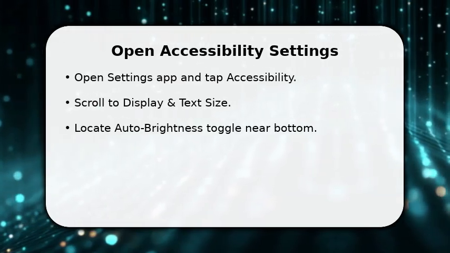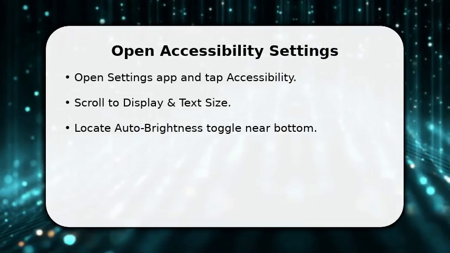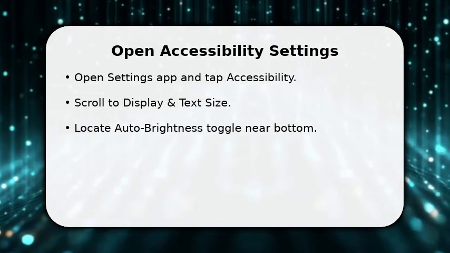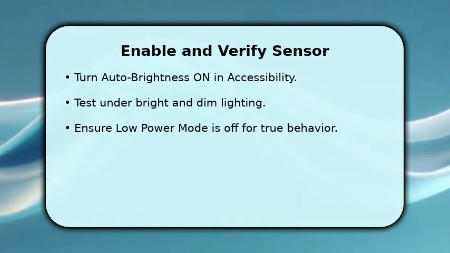Toggle it on to let the sensor adjust screen output automatically. Make sure your phone hasn't been forced into low power mode because that can change behavior. If it is, disable it before continuing. With auto brightness enabled, verify it's responding.